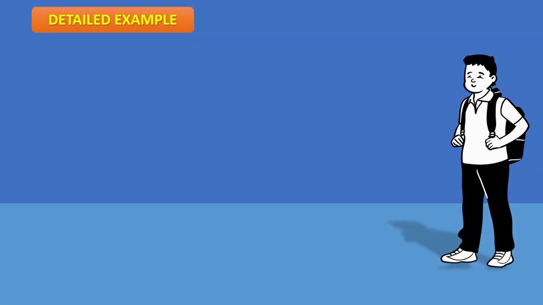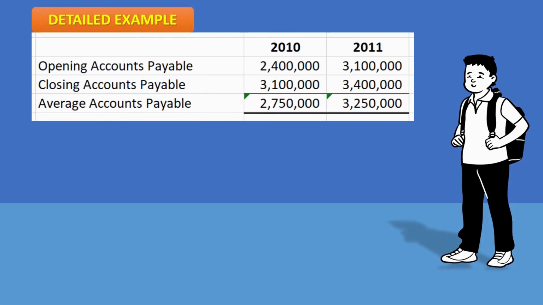Let's take a detailed example. Assume a company had opening accounts payable of $2,400,000 and closing accounts payable of $3,100,000 in year 2010. The average of which will be $2,750,000. Similarly in year 2011, opening accounts payable of $3,100,000 and closing accounts payable of $3,400,000. The average of which will be $3,250,000.